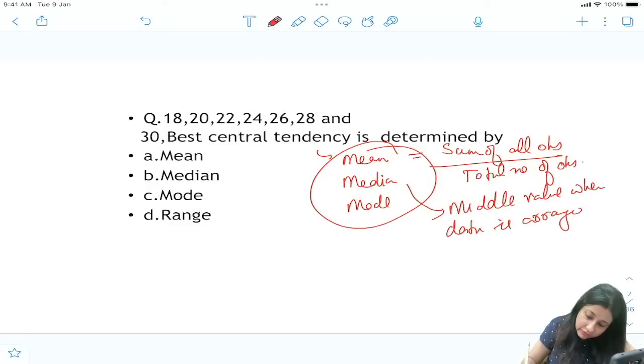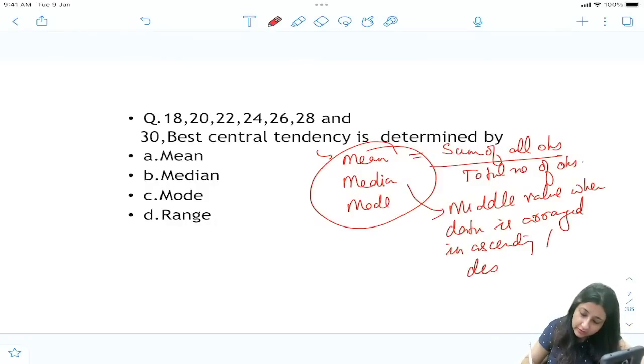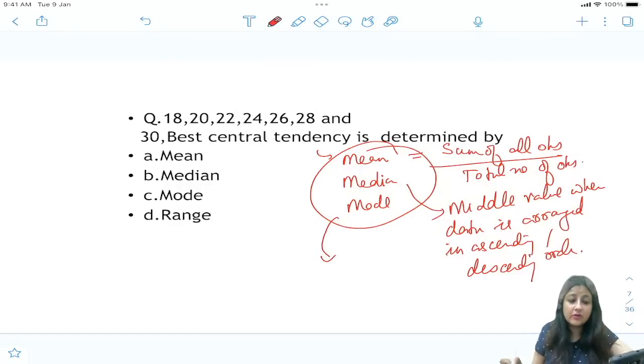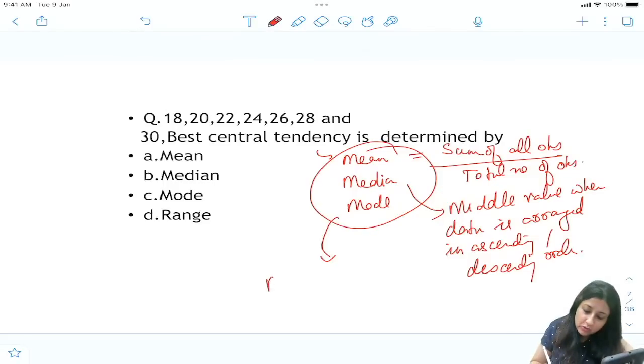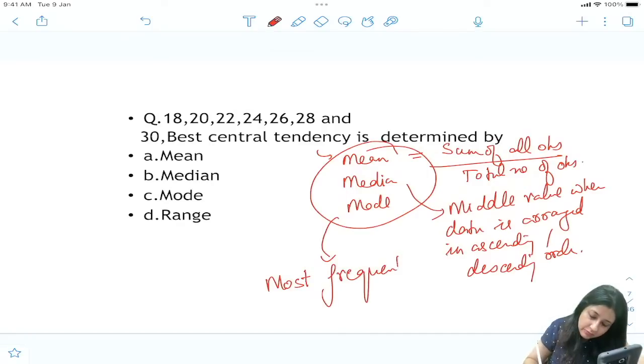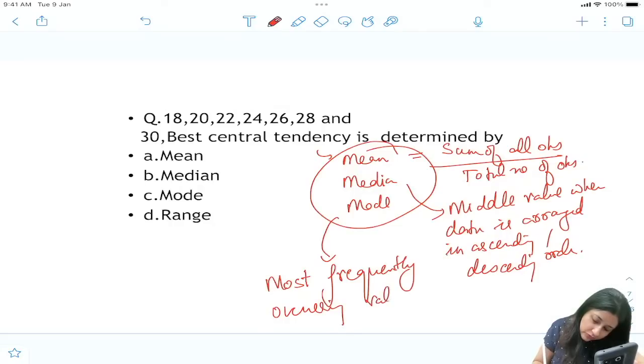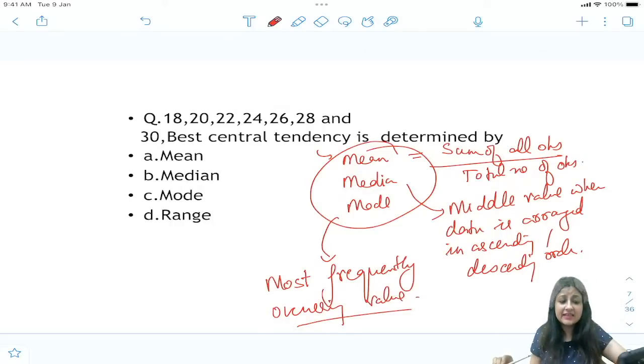They ask you definitions also, okay? Median is the middle value when data is arranged in ascending or descending order. And what is mode, guys? Mode ka matlab kya hota hai? Can anyone tell me mode? Mode is the most frequently occurring value. That is the definition. First, you need to know this, okay?